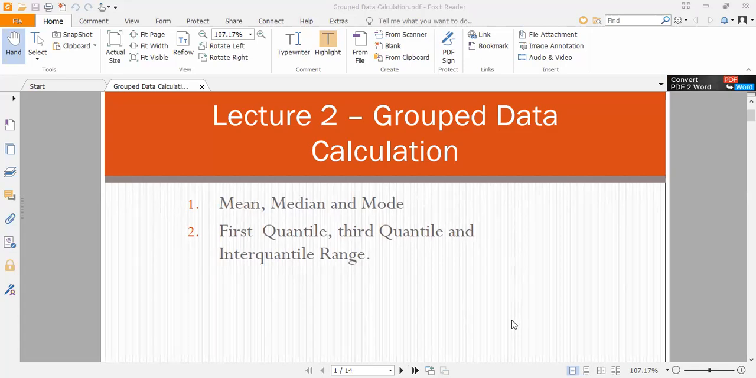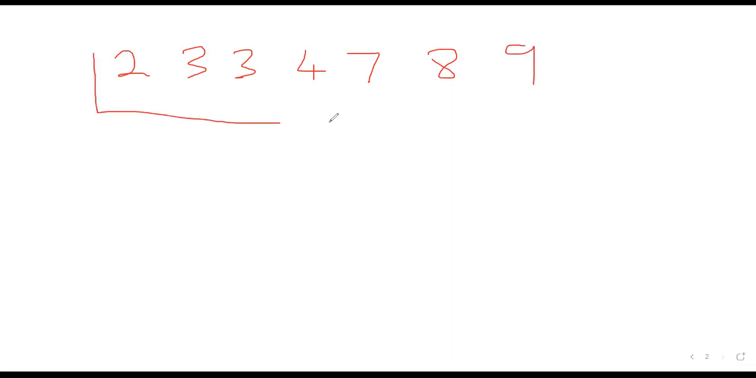When we're dealing with ungrouped data, we're looking at information that is not put in clusters. For instance, you have 2, 3, 3, 4, 7, 5, 4, 7, 8, 1, 2, 3, 4, 5, 6, 7. So this is what is called ungrouped data. So we have 1, 2, 3, 4, 5, 6, 7 data units.